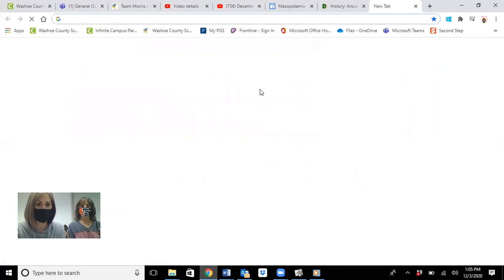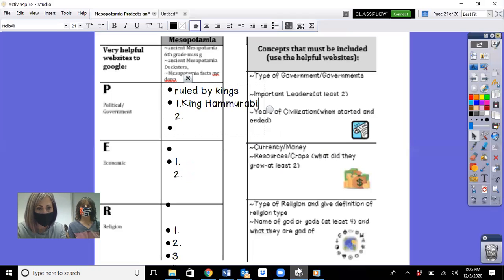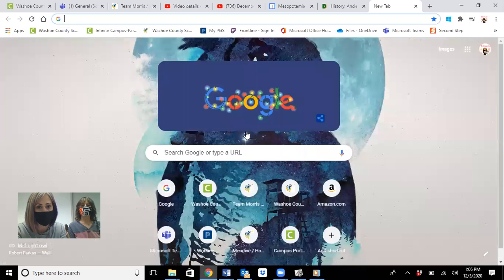So then the third site is, and between the three of these, you will find all the information. Mr. Dunn, Mesopotamia Facts.